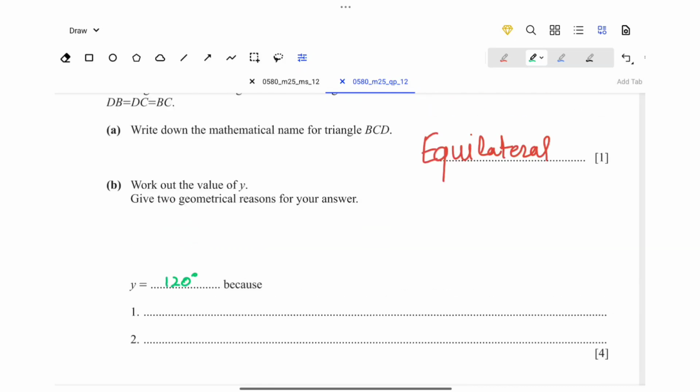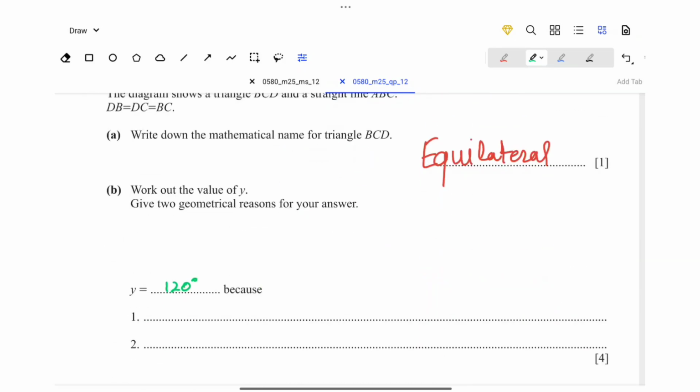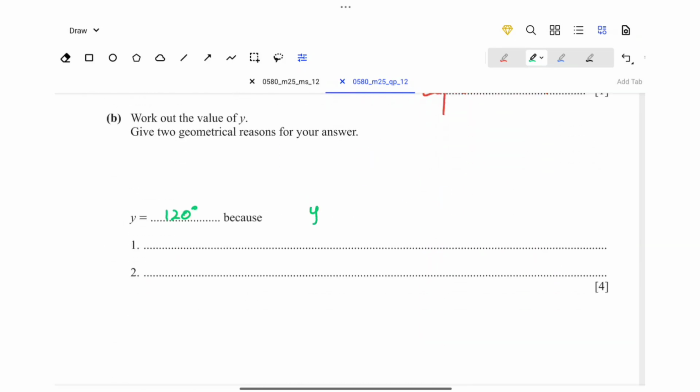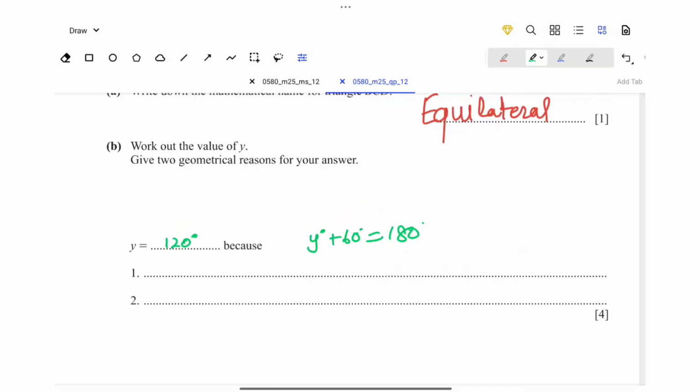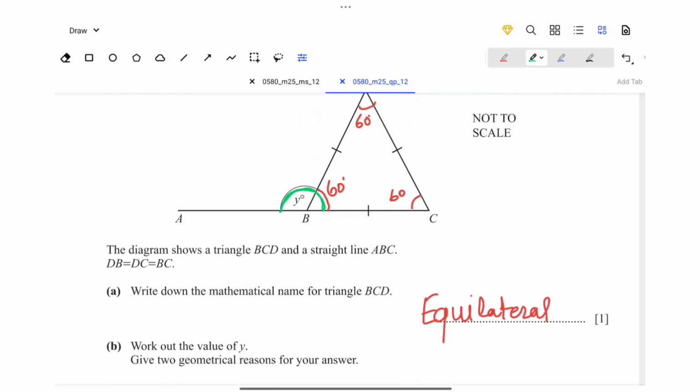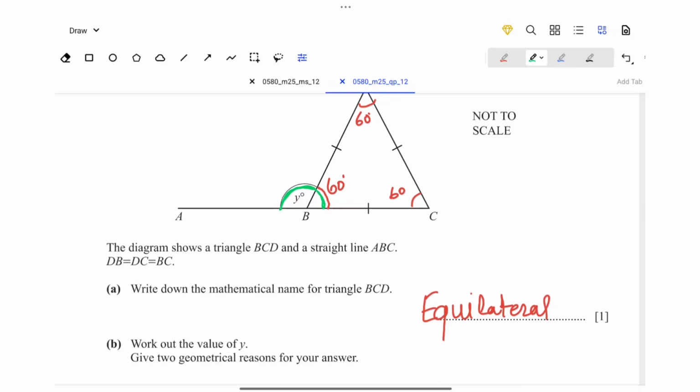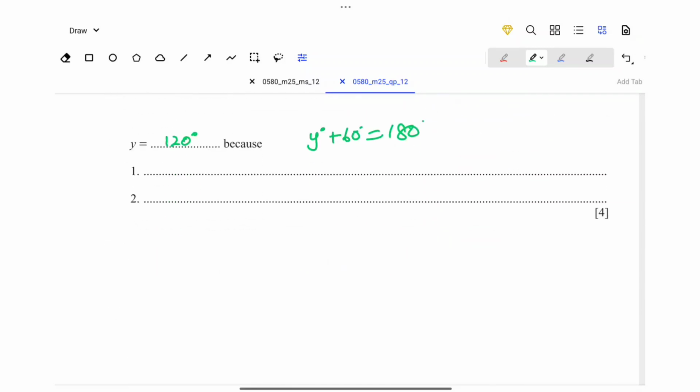Why? Because y plus 60 is equal to 180. Y and 60 together make 180, okay? Y and 60 together make the green angle, which is 180. So if we subtract, y is equal to 180 minus 60, which is 120 degrees.